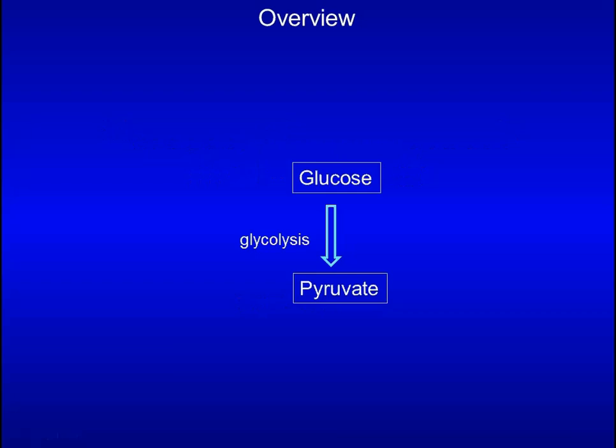Glucose can be broken down to 3-carbon pyruvate through glycolysis. On the other hand, pyruvate can be used to synthesize glucose through a process called gluconeogenesis. Glucose can also be converted to glycogen for energy storage through a process called glycogenesis.